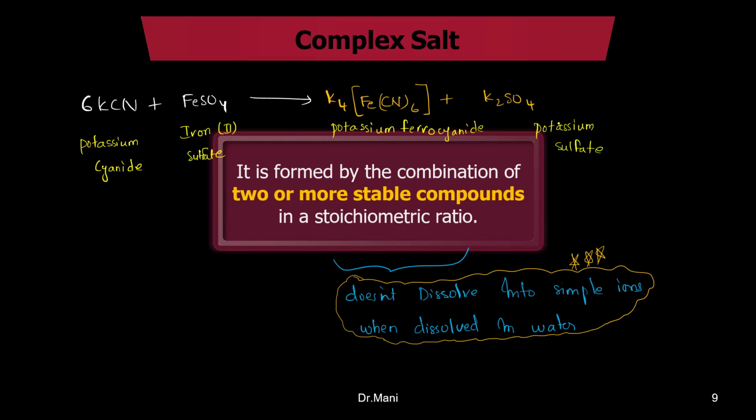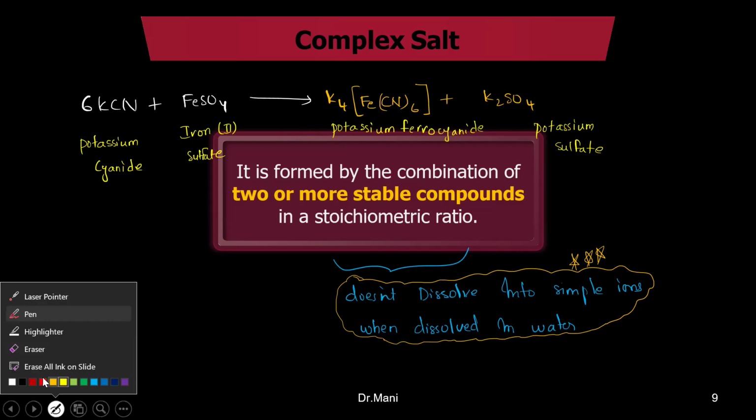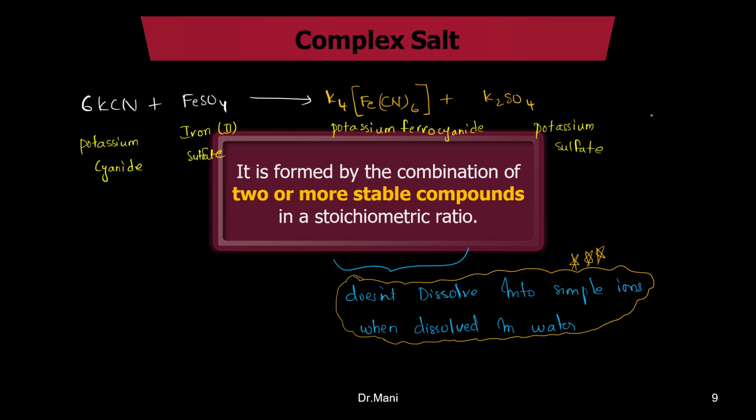So what happens here? You take this Fe(CN)6.